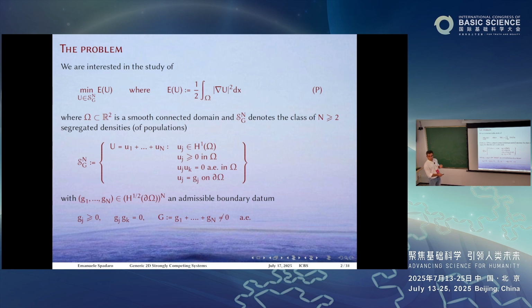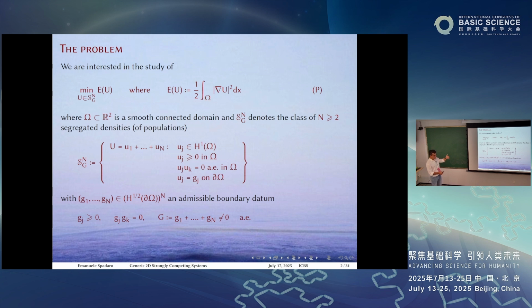They should be non-negative, so bigger or equal than 0, and they should enjoy this condition, so that the product between two of these functions, u_j, u_k, should be 0 almost everywhere. And then, that's the variational problem. We need to impose boundary data. The simplest one is Dirichlet boundary, so we fix g_i on the boundary with this same condition: g_j g_k equals 0, g_j bigger or equal than 0, and u at the boundary equal g.